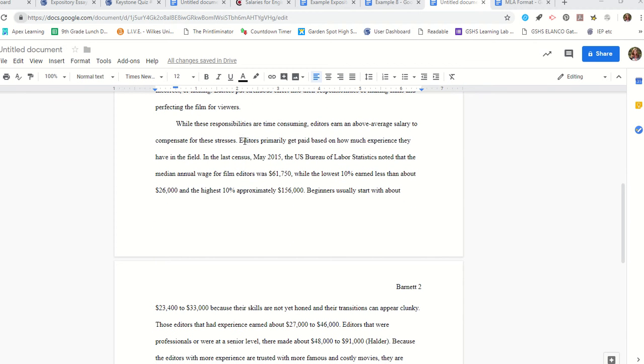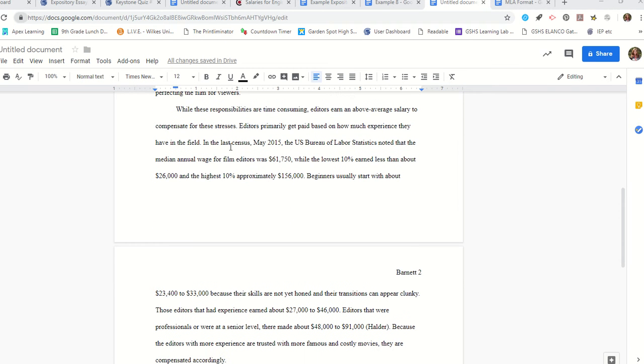Alright, so some facts. They get paid based on how much experience they have. In the last census, and then I have an in-text citation. This is from the U.S. Bureau of Labor Statistics from the Federal Department of Labor. So these facts came from that source. I know it because I cited it.